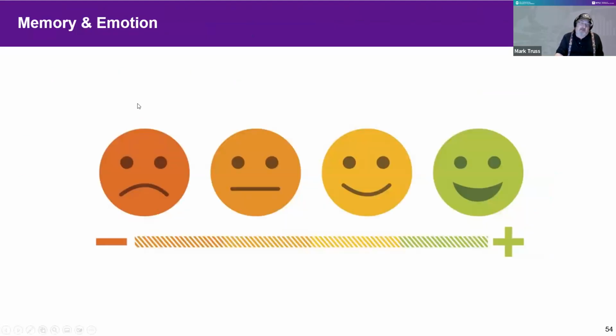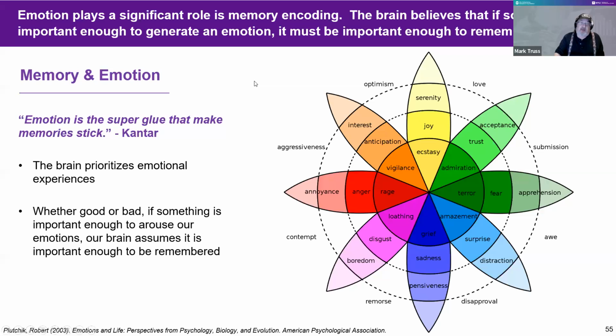Let's talk a bit about memory and emotion. Right? Emotion plays a significant role in memory encoding. The brain believes that if something is important enough to generate an emotion, it must be important enough to remember. This is a survival technique. Cantor has a great quote here that I love. Emotion is the super glue that makes memories stick. The brain prioritizes emotional experiences.